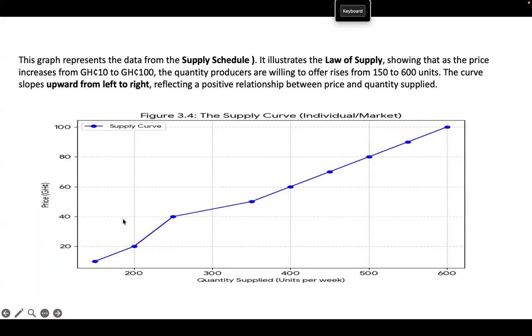This is the graph. The law of supply states that at the lower price, less is being supplied. Now at the higher price, more is being supplied. So there's an upward shift. The supply curve slopes upward from left to right. Is that okay? Unlike the demand curve, it slopes downward from left to right, but the supply curve slopes upward.